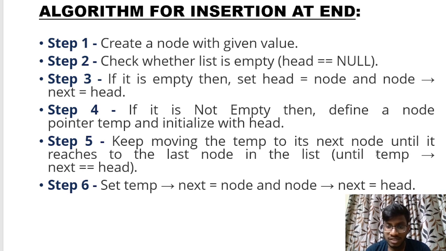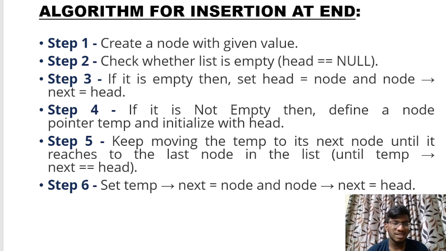If temp of next double equal to head is satisfied, then we perform temp of next equal to new node address. As we are performing the insertion at end, the last node's next points to the new node, and the new node's next points to the head node. So this step 6 is the basic operation we use to insert at end. We assign a temporary pointer variable to the head and move it to the last node. And if it is the last node, then we perform step 6: temp of next equal to node and node of next equal to head.